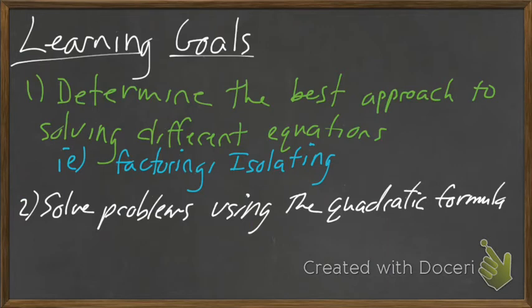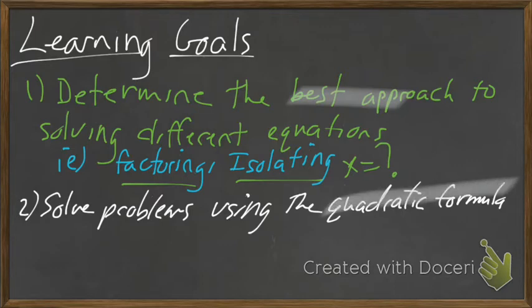Learning goals for this lesson. We're going to determine the best approach to solving different equations. For example, we know factoring, we can isolate, assigning x values, x equaling what. There are many situations where we try an approach and it might not work for whatever reason, so we have to be able to determine what another solution is. What can I try first? How can I recognize what problems are going to work out differently? How do I know when to factor? How do I know when to isolate? How do I know when to use the quadratic formula? That takes us to the next step of solving problems using the quadratic formula.